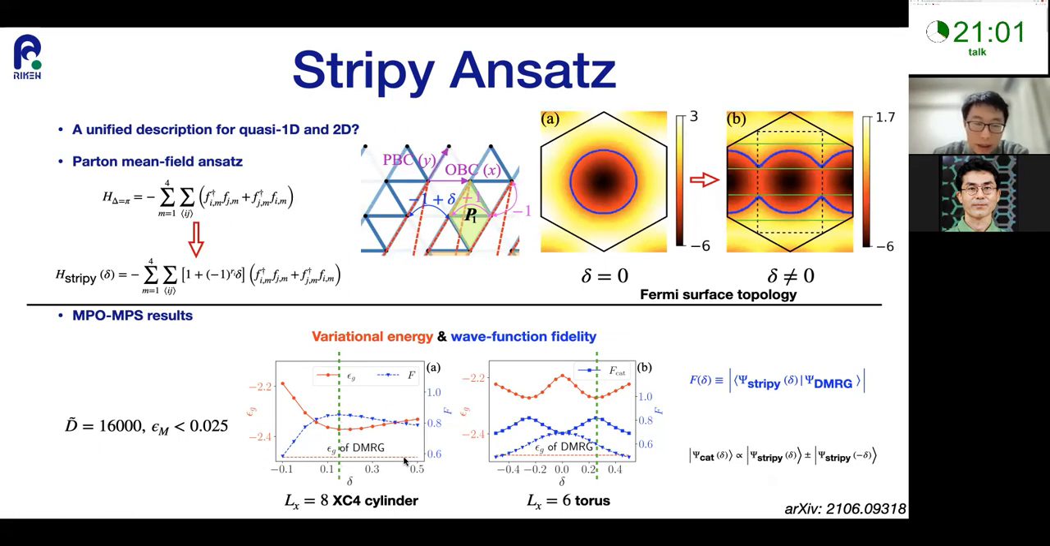You can see that both for the cylinder and for the torus, the best answer is always delta not equal to 0.1. Here for the torus geometry, there exist some extra subtleties. Since the torus doesn't break the reflection symmetry, we need to consider something like a cat state, which is the equal superposition of the delta ansatz and the minus delta ansatz.